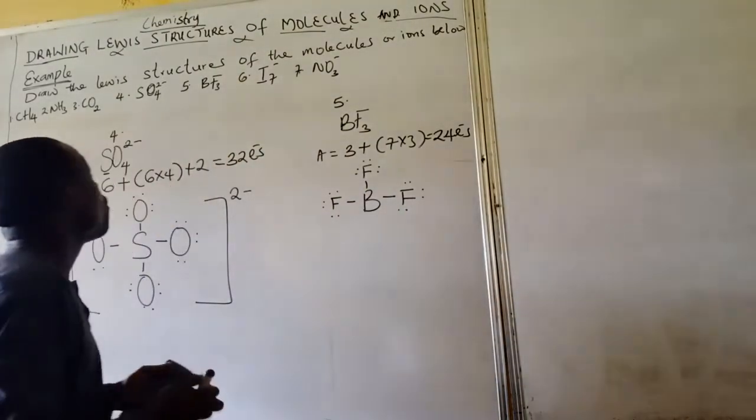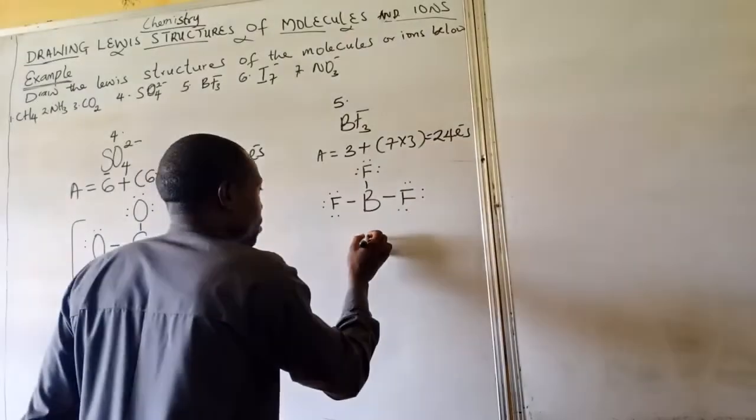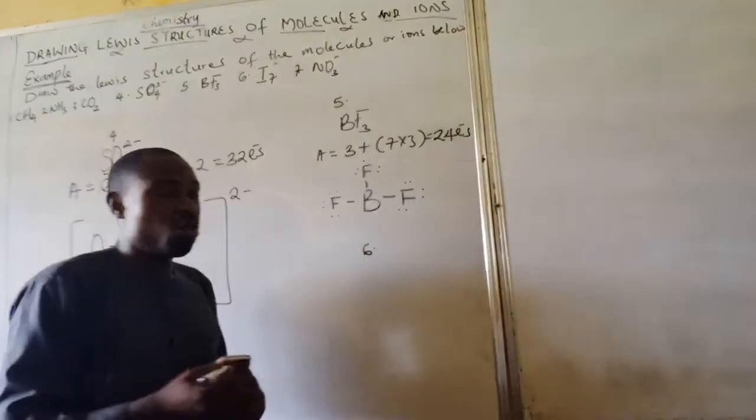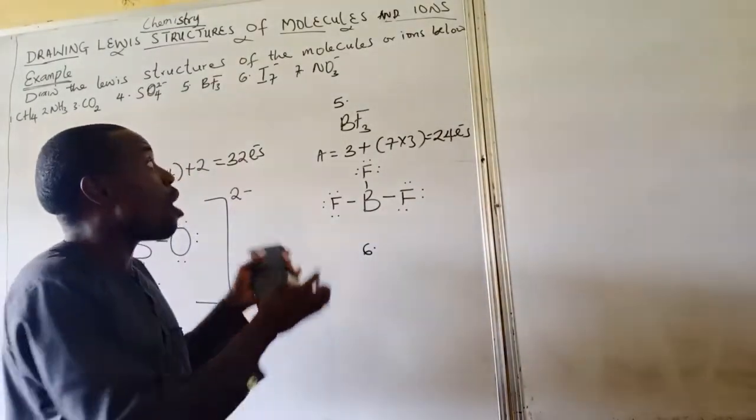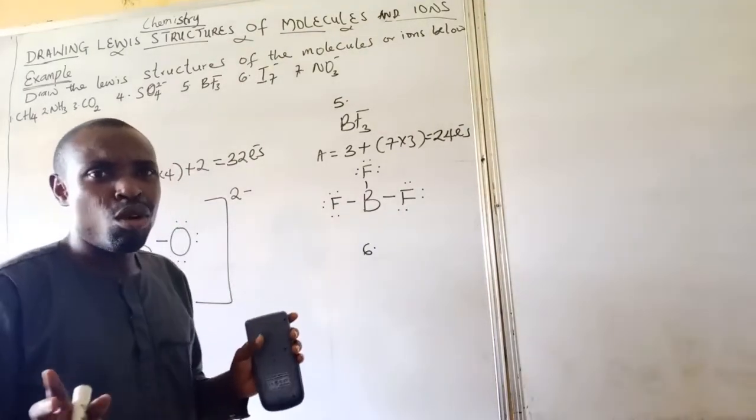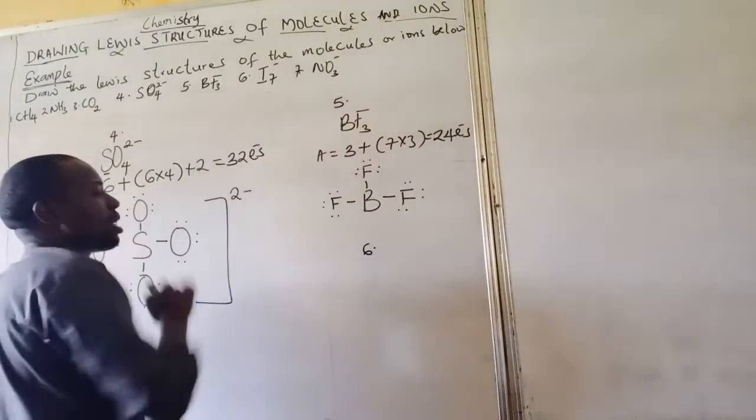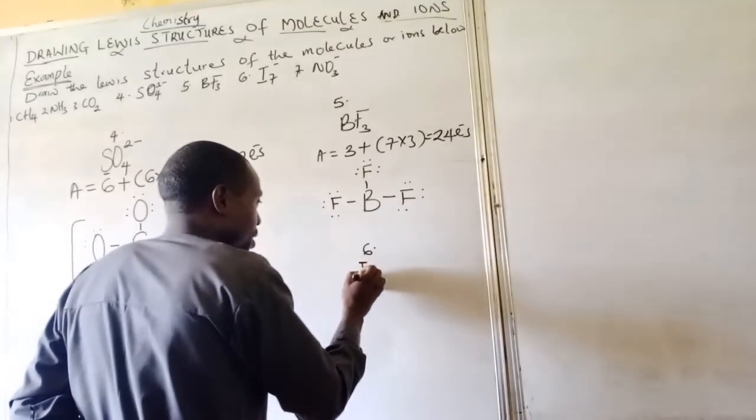So we continue to number 6, which some persons will see to be very, very difficult, but with our rule that we have obeyed, there's no problem there. So we continue to this number 6 as is.